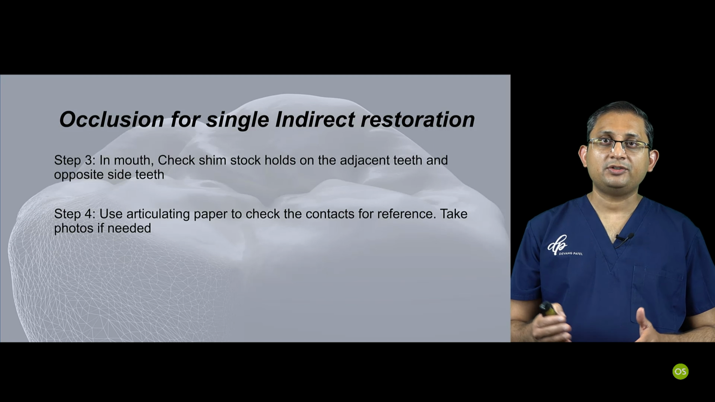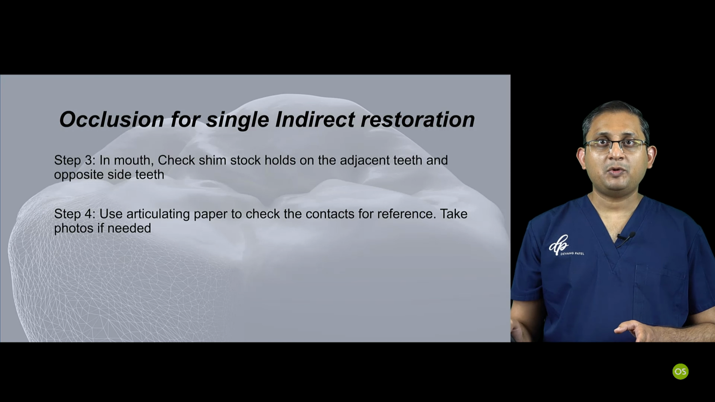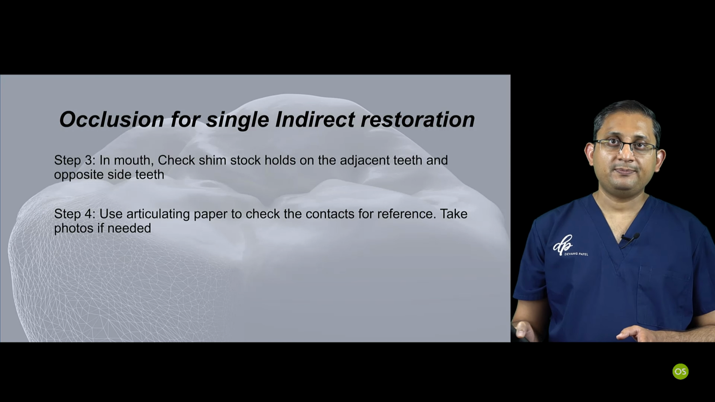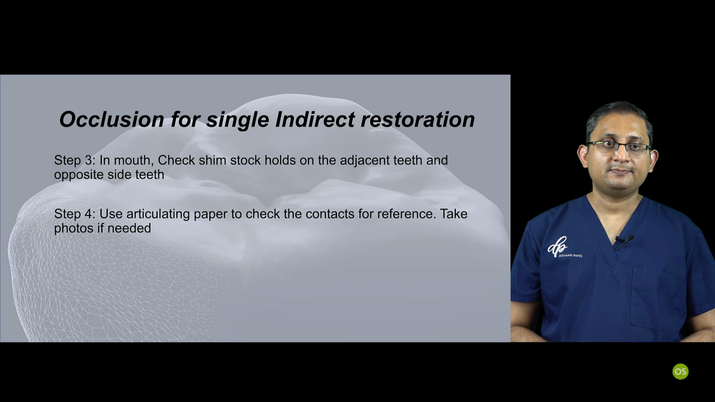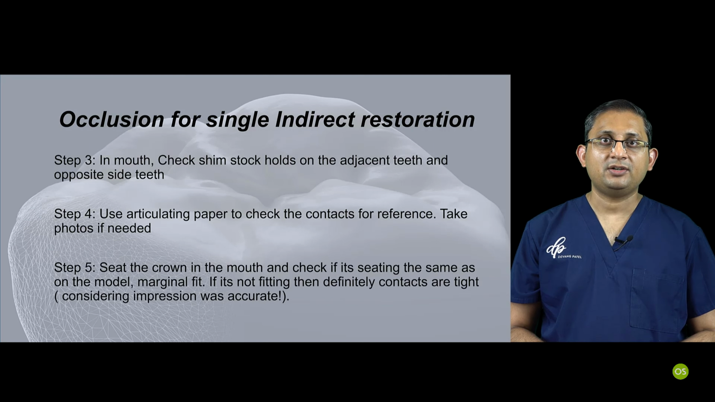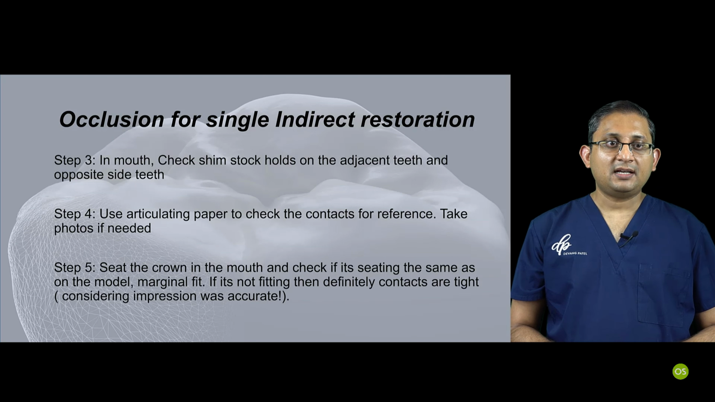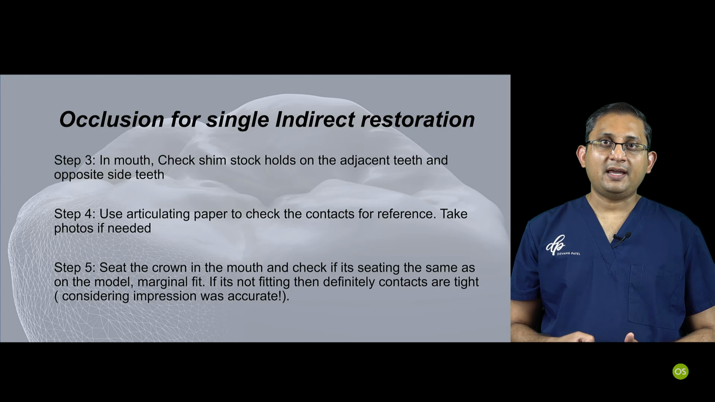So I would check the adjacent teeth on the same side and some of the teeth on the opposing side, because you want to make sure you're checking the contact on both sides. I tend to take photos to make sure I memorize where the contact point is. But sometimes if you just leave those contact points as they are while you're fitting the crown, it helps you in assessing later on. Now seat the crown in the mouth and check if it's seating the same as on the model.